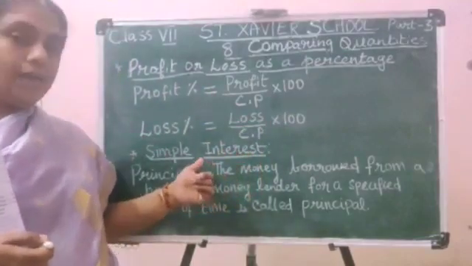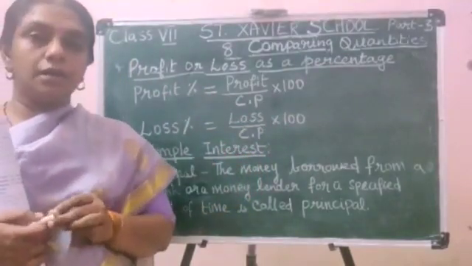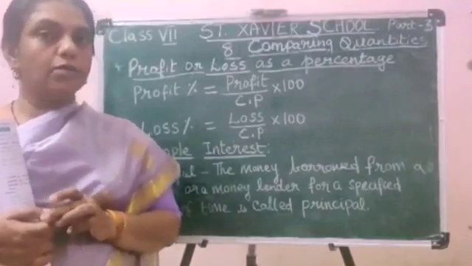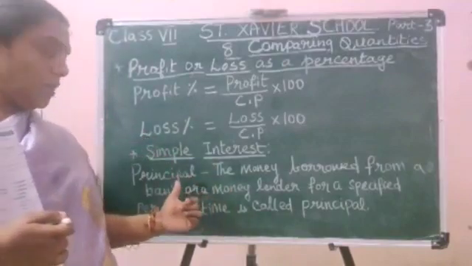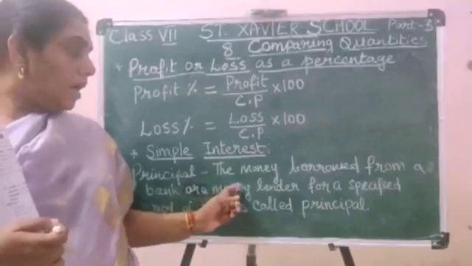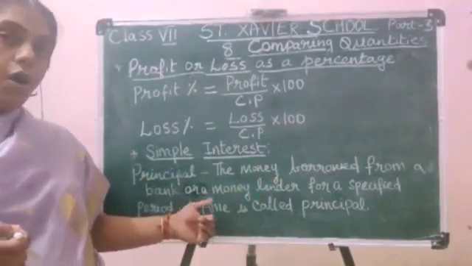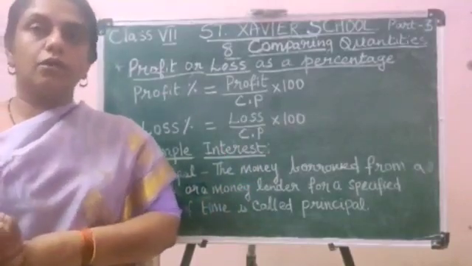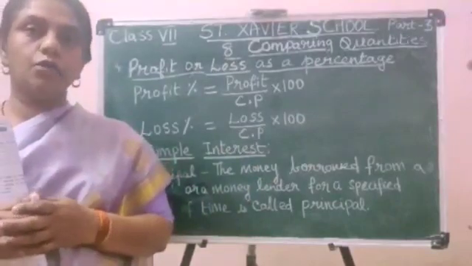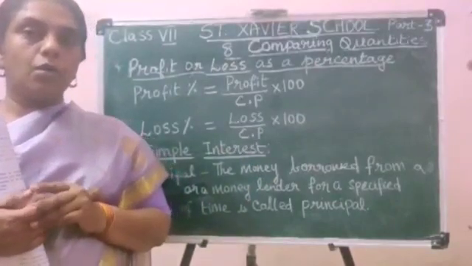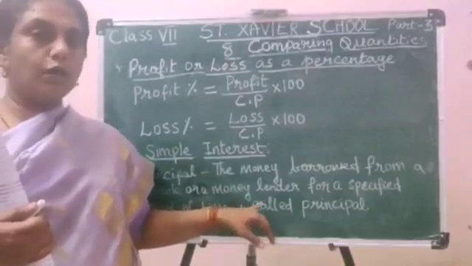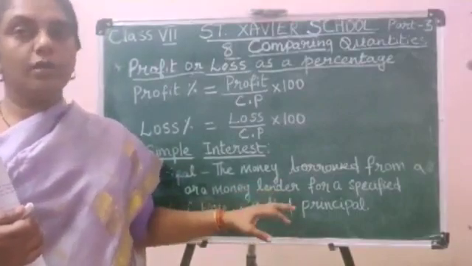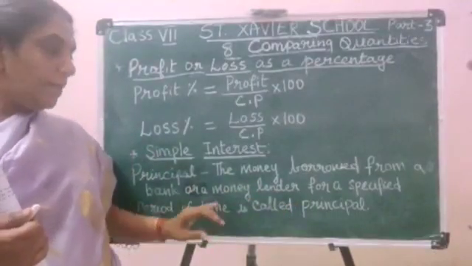Next one is simple interest. What is simple interest? The interest which is calculated on the amount borrowed is called the interest. First, let us know what the principal is. Principal is the money borrowed from a bank or a money lender. When we need an extra amount for some purpose, we go to a bank to get a loan. That amount is called the principal. Those who give the money to us are called money lenders. To them we go to get money. So that is called the principal.